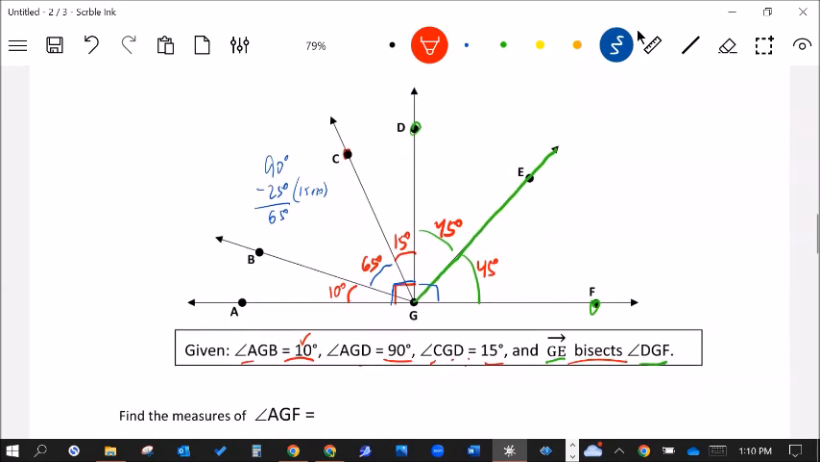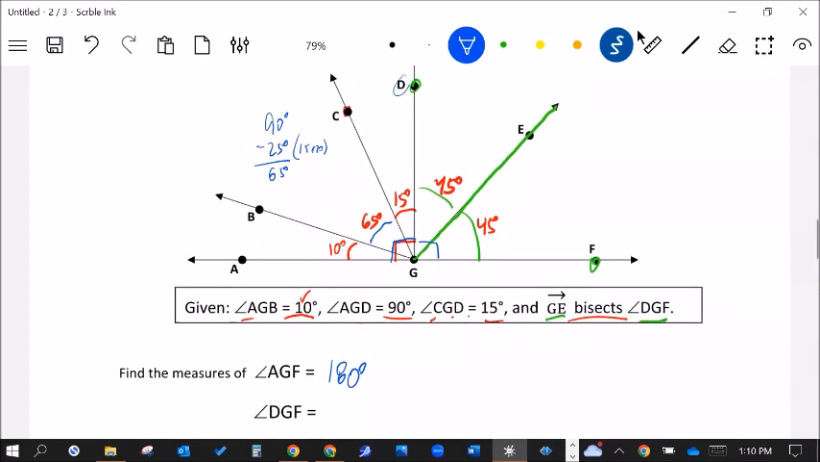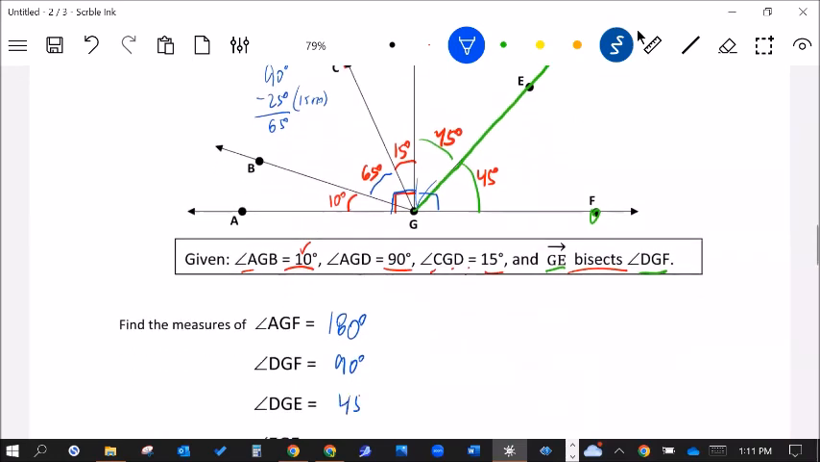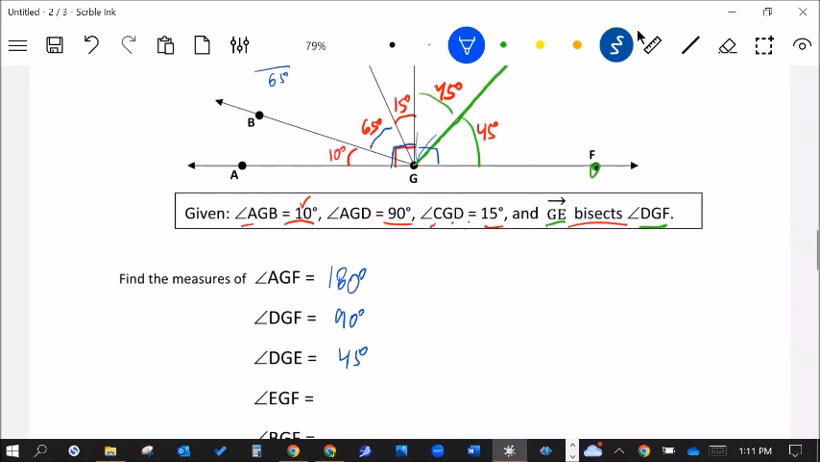A to G to F is the entire full thing, so we have 180 degrees. For DGF, here's D, going to G and going to F, well, that's 90 degrees, already determined that because of the other half being 90. D to G to E is one of our bisected 45 degrees, and so is EGF, or EG to F. Notice for every single one of these, you have to keep the vertex G in the middle. That's absolutely essential. The other two, it doesn't matter which one goes first or second.